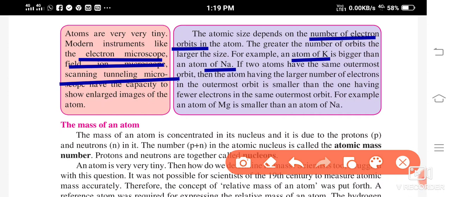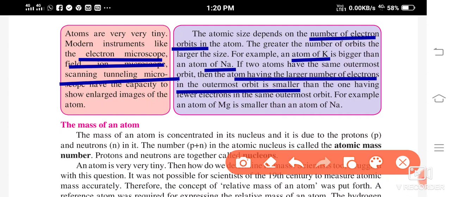If two atoms have the same outermost orbit, you think, the number of orbits in the two atoms is the same, then what do you have to see? Then see, the atom having the larger number of electrons in the outermost orbit is smaller. So wherever the number of electrons in the outermost orbit is more, the size of that atom is going to be small.